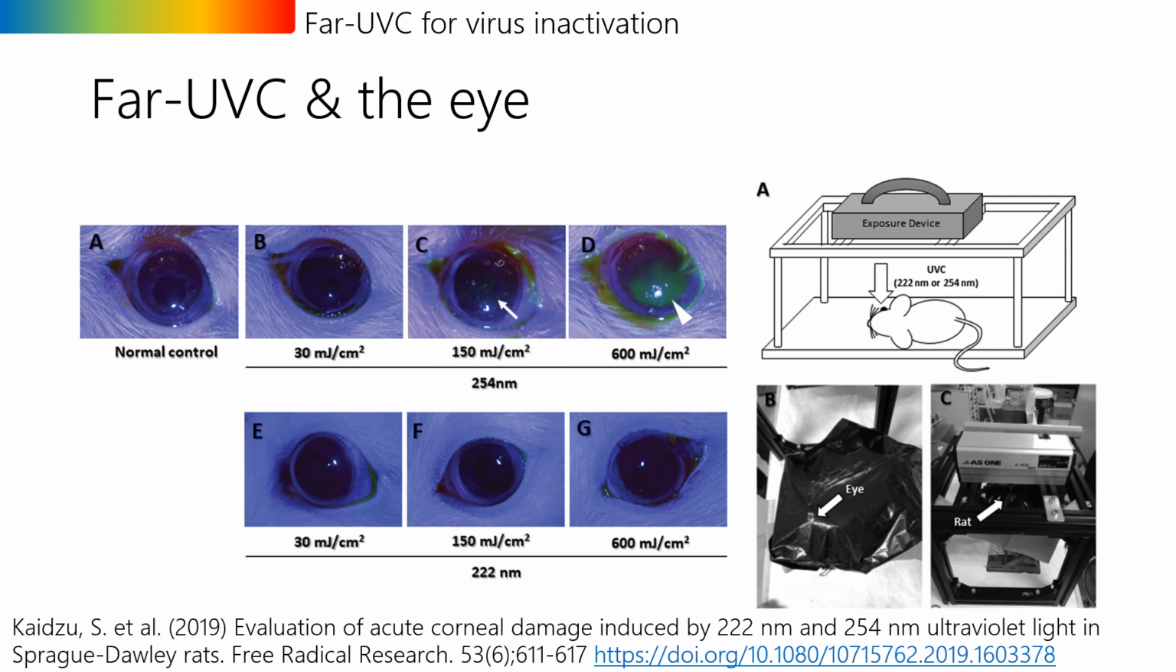Anecdotally, I've also heard that tearing in the eye occurs at doses much lower than 600 millijoules per centimetre squared, suggesting that there's maybe something akin to the skin happening also in the eye, where the energy is being absorbed very superficially and causing some kind of chemical change.